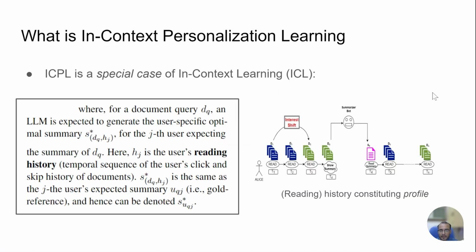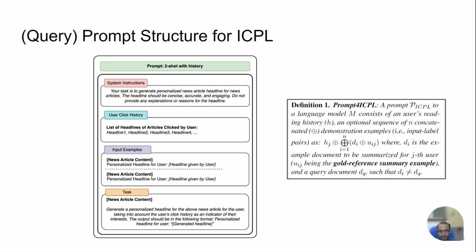What is ICPL? ICPL is a special case of ICL, or in-context learning, where you provide a document to the LLM together with some user profile information, which can be either the reading history, that is the temporal sequence of users' click and skip history of the documents, or the expected summaries of the users. And the job of the LLM is to utilize that information and then provide a user-specific optimal summary.